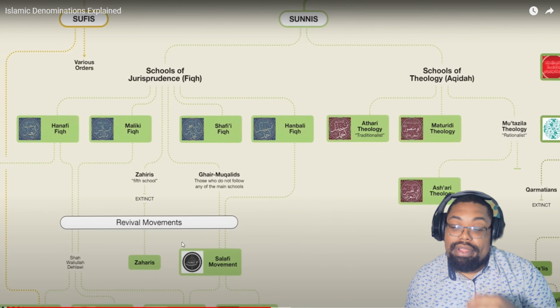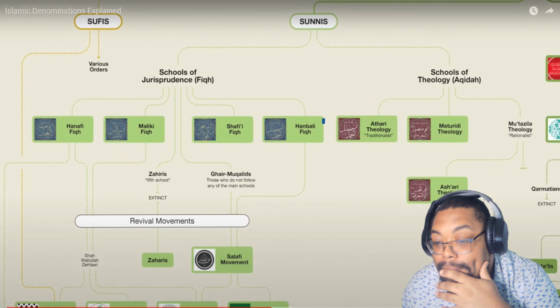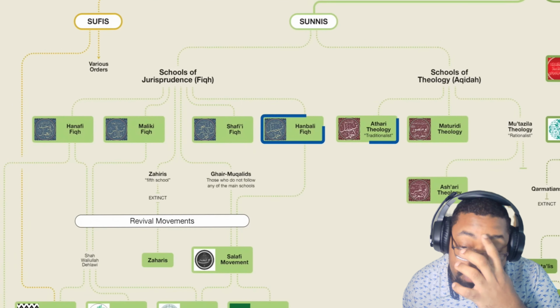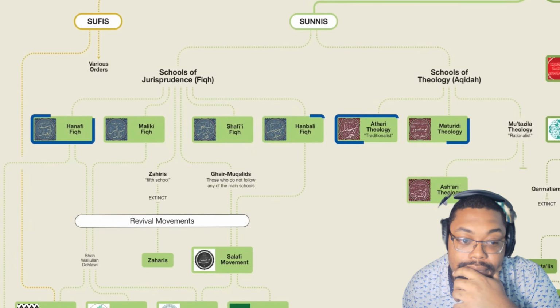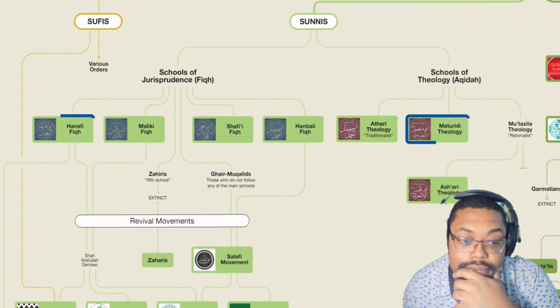Over time, the schools of theology and the schools of jurisprudence came to be associated with each other. For example, the Hanbalis follow the Athari school, while the Hanafis follow the Maturidi one. The Hanbalis stick to a more literal meaning of the Quran and Sunnah, while the Hanafis, being a centrist school, do use some rational thinking as well, along with analogy and consensus to form judgments.